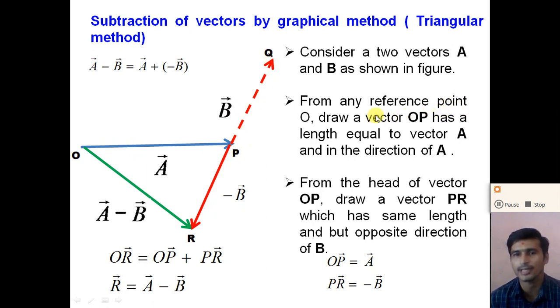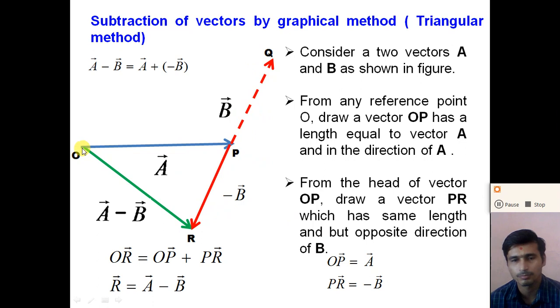So from any reference point O, draw a vector OP with a length equal to vector A and in the direction of vector A. Now if you want to perform the subtraction A minus B, we need to draw a negative of vector B. Here vector B is in this direction, but vector minus B is in the opposite direction. So from the head of vector OP, that is P, draw a vector PR which has the same length as vector B but in the opposite direction of vector B. So here this vector PR is minus B.